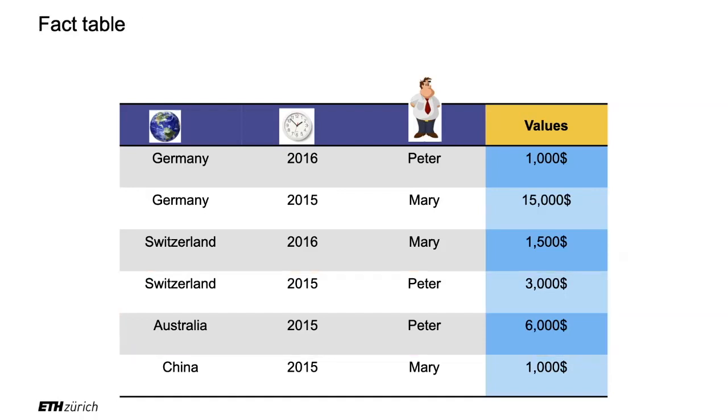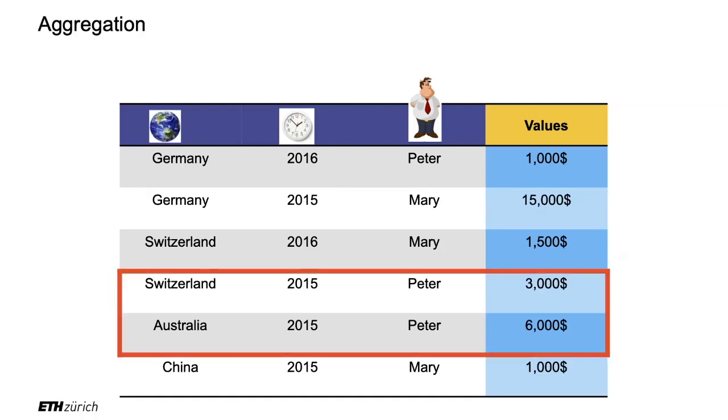Now, the sort of things you can start considering doing when you have a cube like that is to start aggregating things. For example, you might be interested in what Peter specifically sold, and specifically the year 2015, but you don't care about Switzerland and Australia. You don't care about the details about that. So what you want to do is aggregate all of that. So instead of knowing that there's $3,000 for Switzerland and $6,000 for Australia, you just want to know that it's $9,000 for everything. So what you do is aggregate the things together and produce a new table.